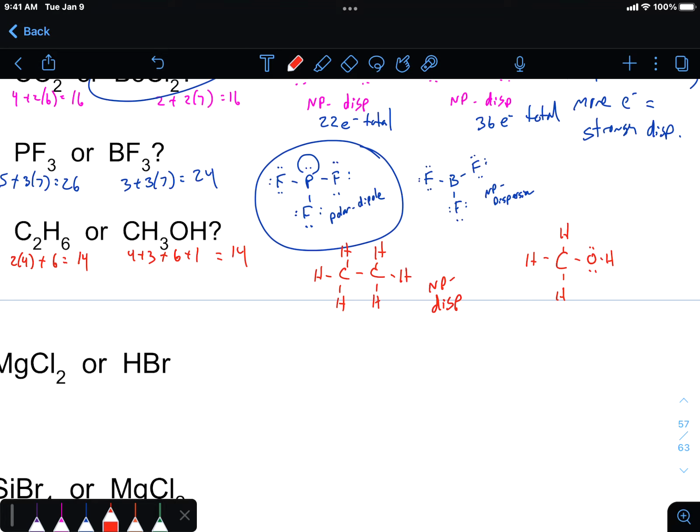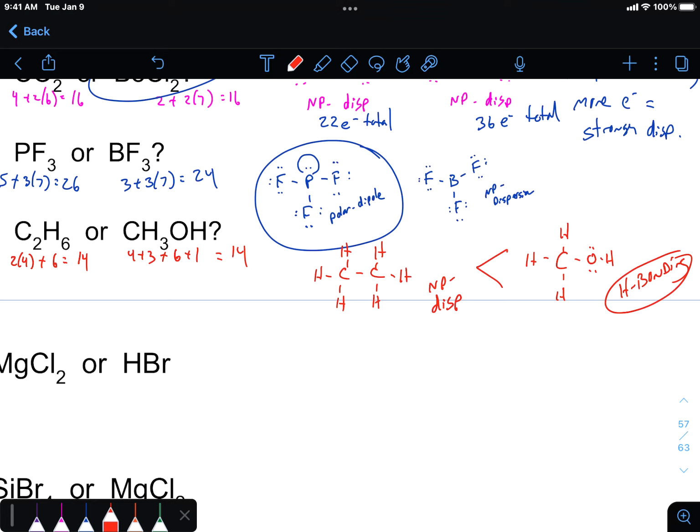What type of intermolecular attraction does CH3OH have? Yeah, it's got H bonding. It's polar, and it has H directly attracted to O. All right, no contest. CH3OH has the higher boiling point. You guys see how we're going about doing this?